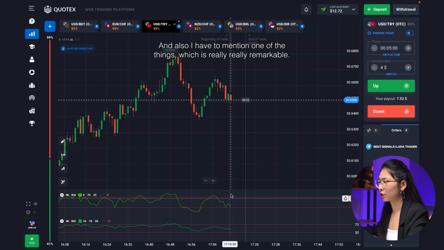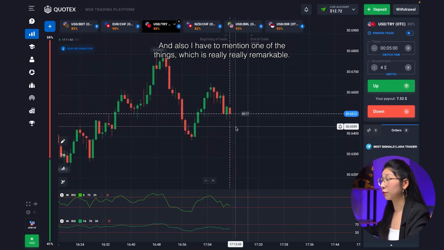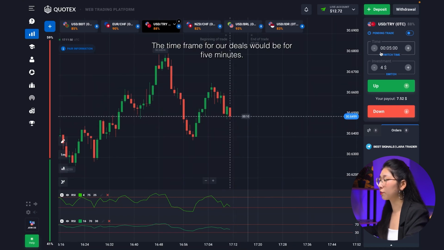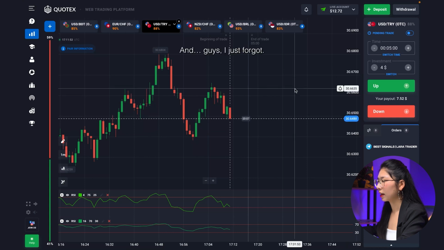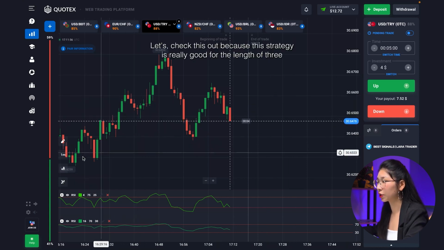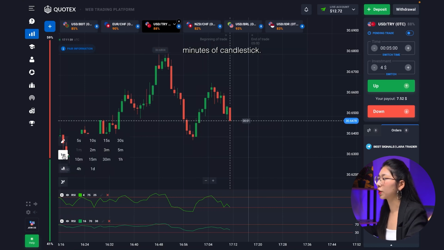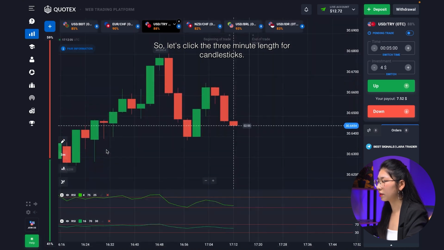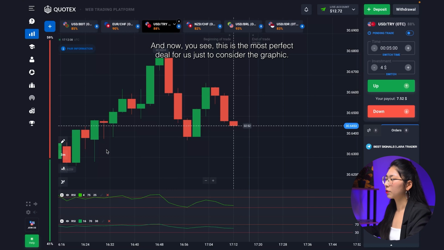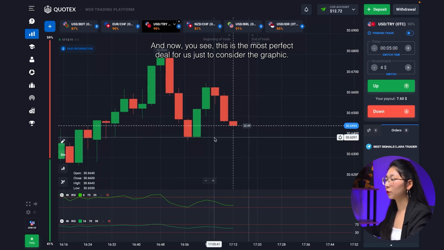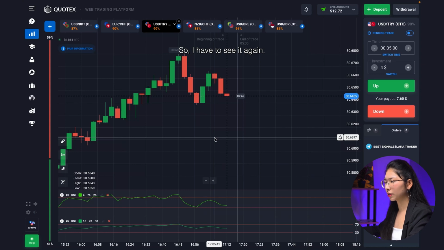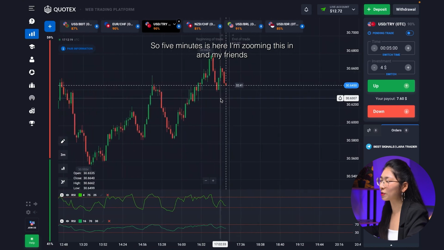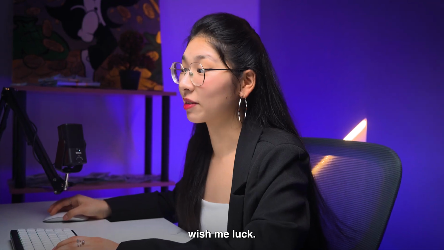I also have to mention one thing which is really remarkable here. The time frame for our deals would be 5 minutes. And guys, I just forgot, let's check this out, because this strategy is really good for the length of 3 minutes of candlestick. So let's click the 3 minute length for candlesticks. And now you see this is the most perfect deal for us to consider on the graphic. I have to see it again and I think we'll check this out and we'll still have our time. So 5 minutes here, and I'm zooming this in, and my friends, wish me luck.